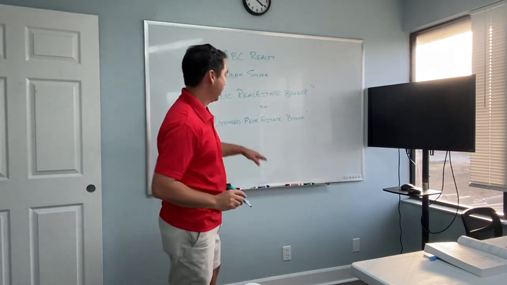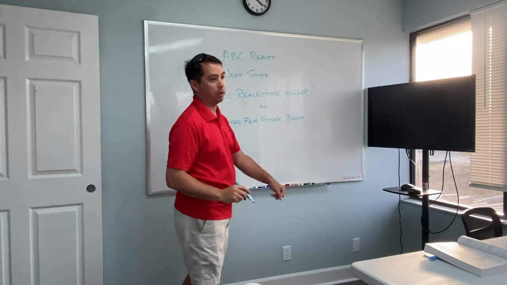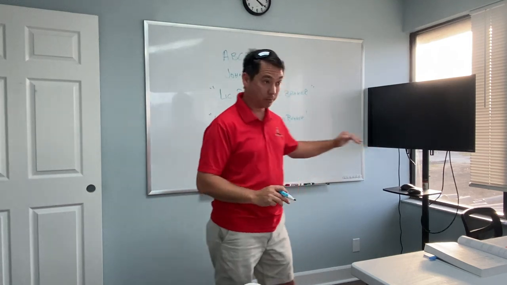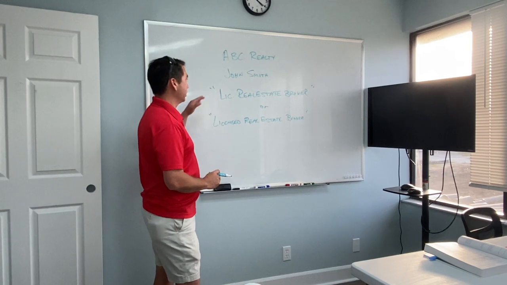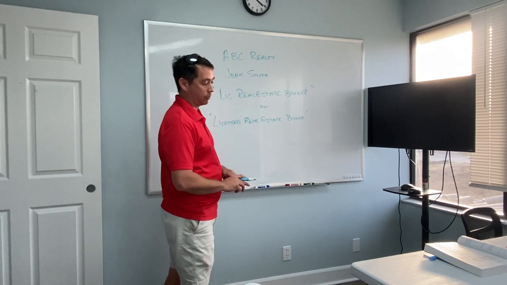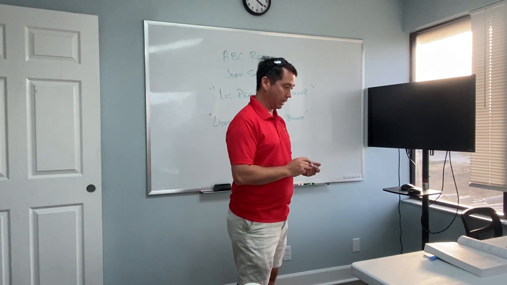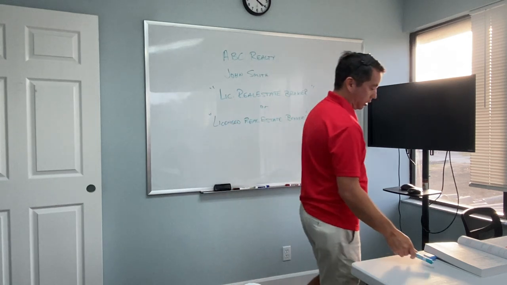It can't have anything else. It has to be either LIC period real estate broker, or license spelled out, real estate broker. These are the only two ways you write it. This is how I see it. The fonts can't be tiny, with one of them little tiny.